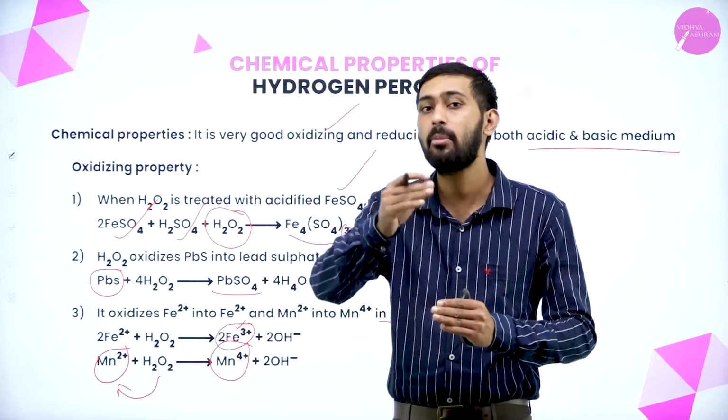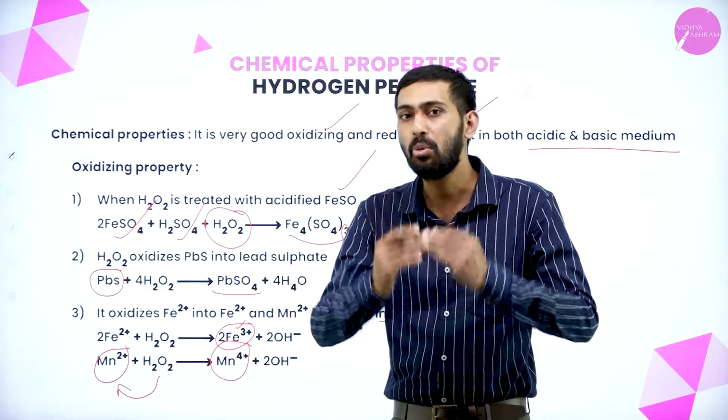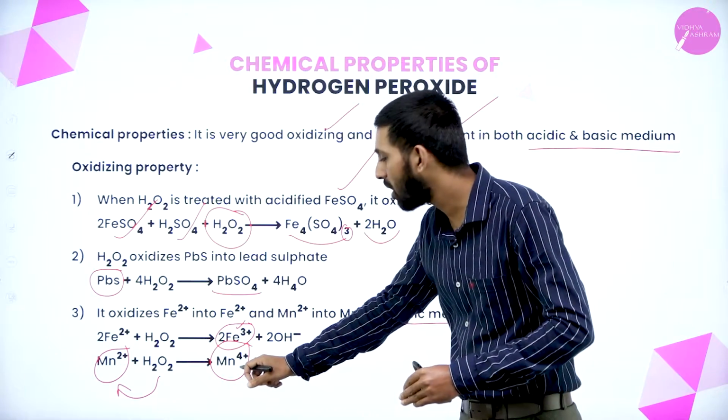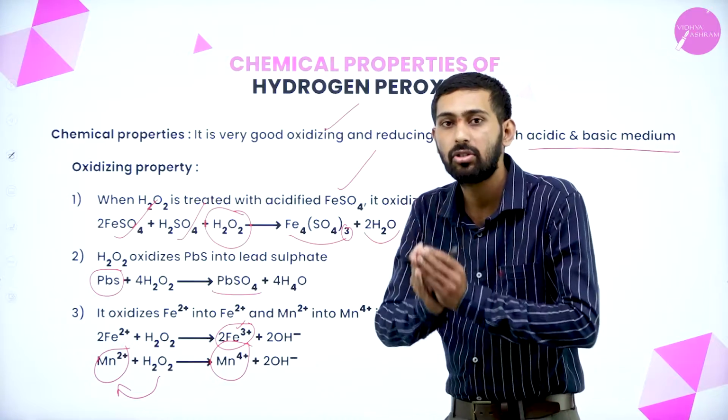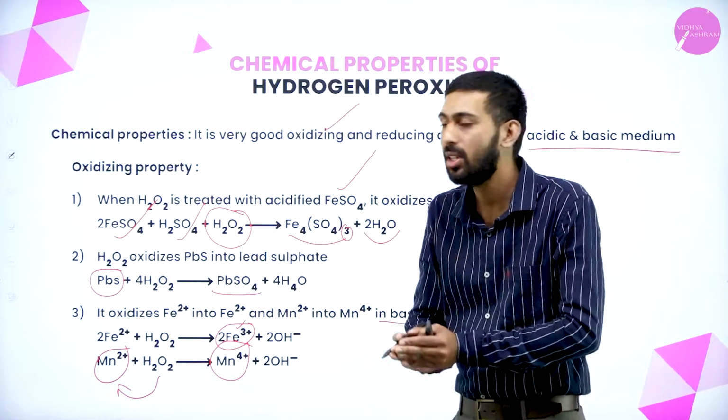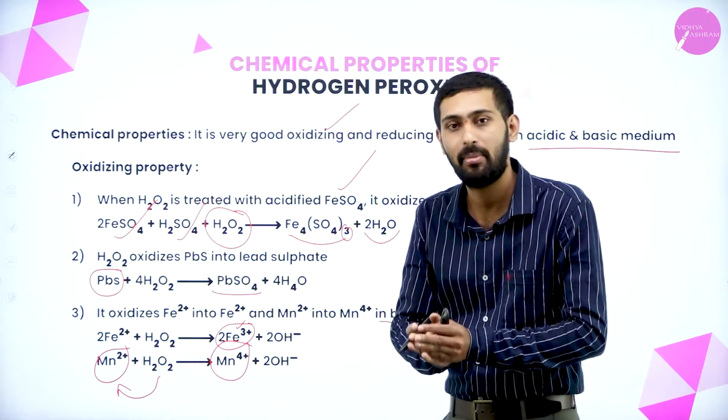Now, if you add a little amount of hydrogen peroxide to that, what will happen? Here, it has been converted into Mn4 plus. Again, it has lost 2 electrons. So, here hydrogen peroxide acts as a reducing agent in transition metals.